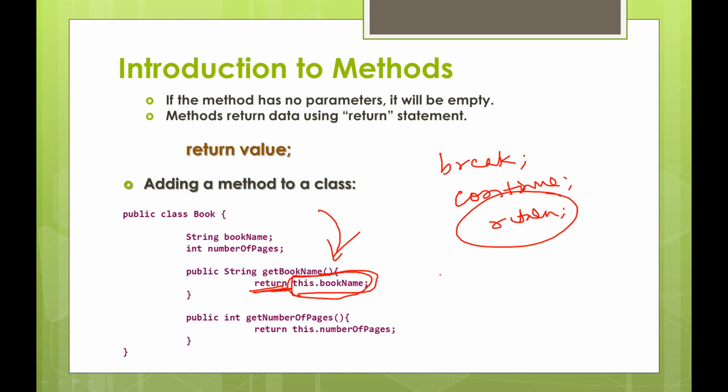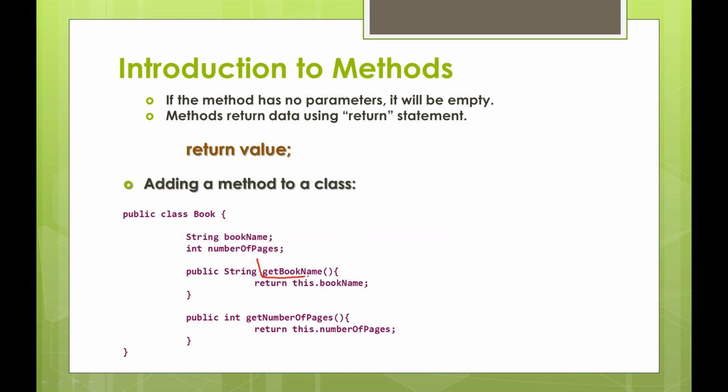Similar to that one, we have another method. What does this method do? Can anyone tell just by looking at it? We will see what this means here. It always refers to the object on which this particular method is called. We will see what exactly that means. Initially it might be a little confusing, but we will clarify those things. Then we have another method, get number of pages. This always refers to this one.